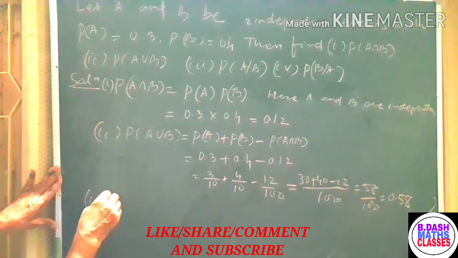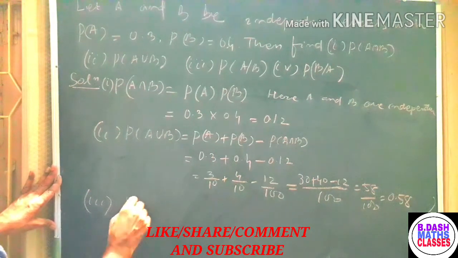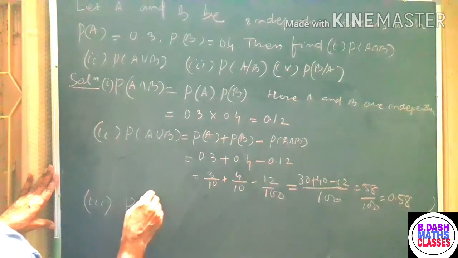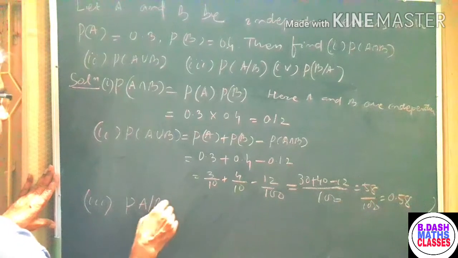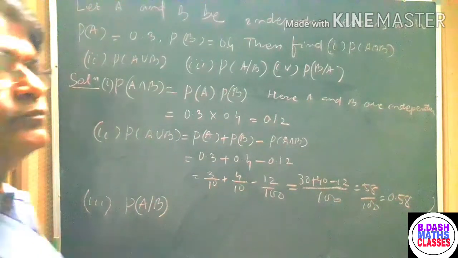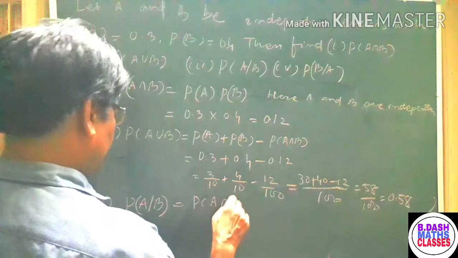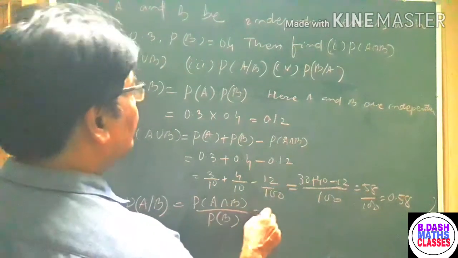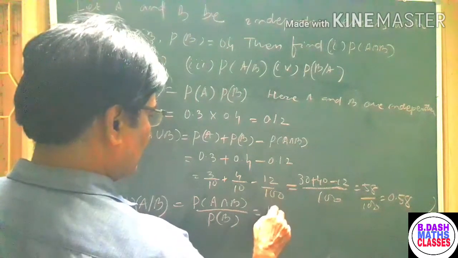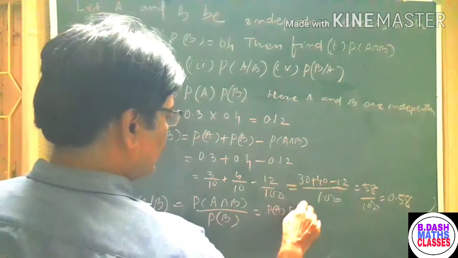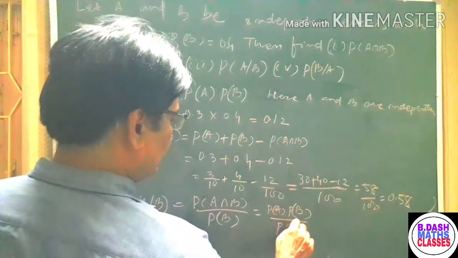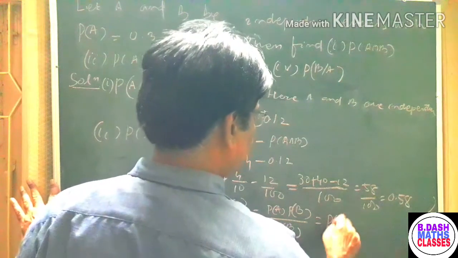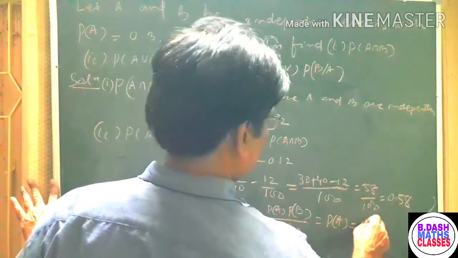Now the third bit. P of A slash B is equal to P of A intersection B by P of B, which is equal to P of A, P of B by P of B. Probability of A, probability of B by probability of B is equal to the probability of A. This is equal to 0.3.